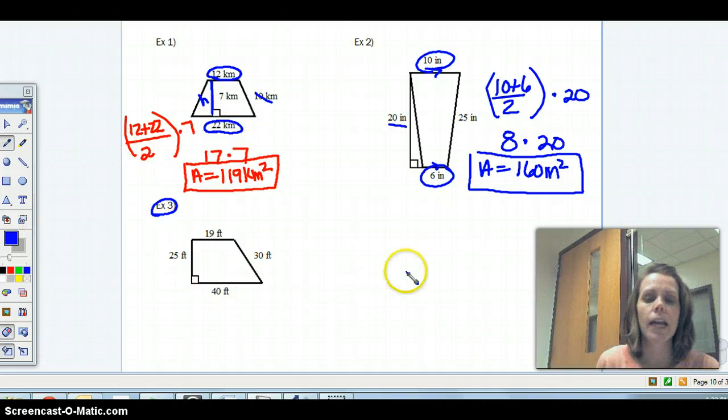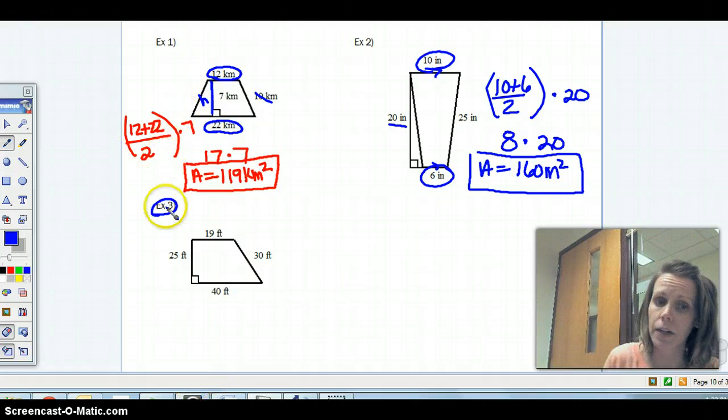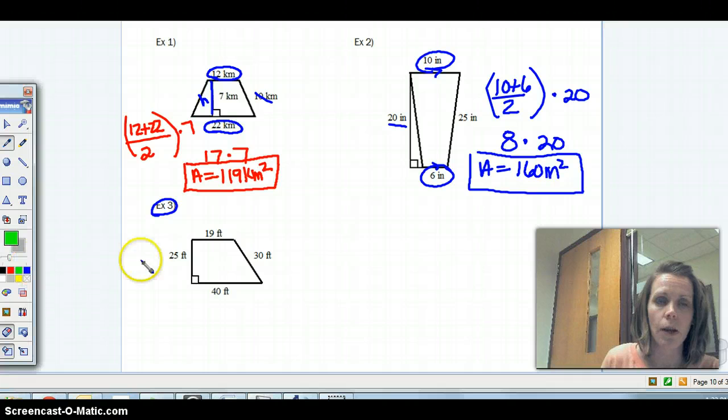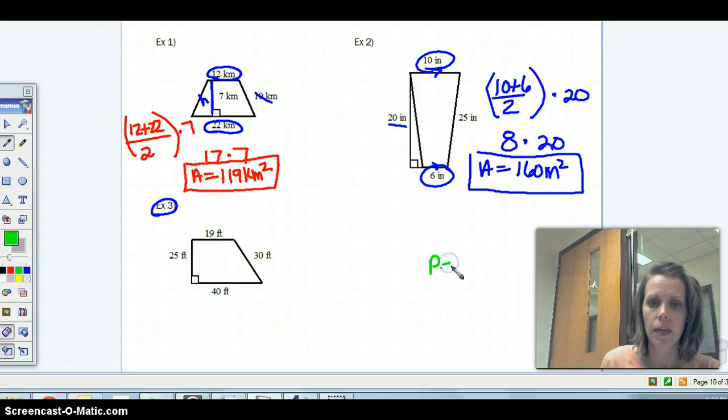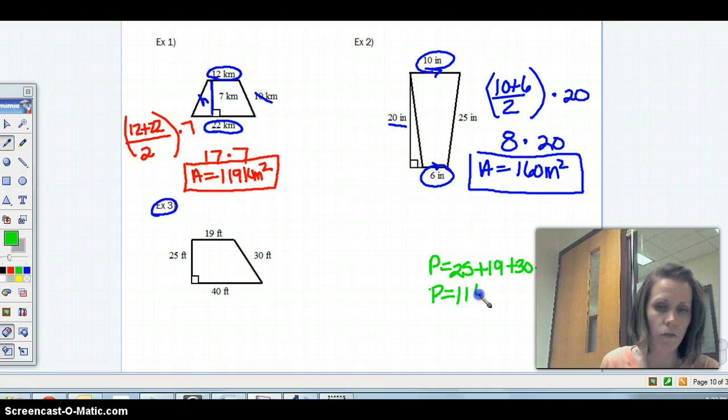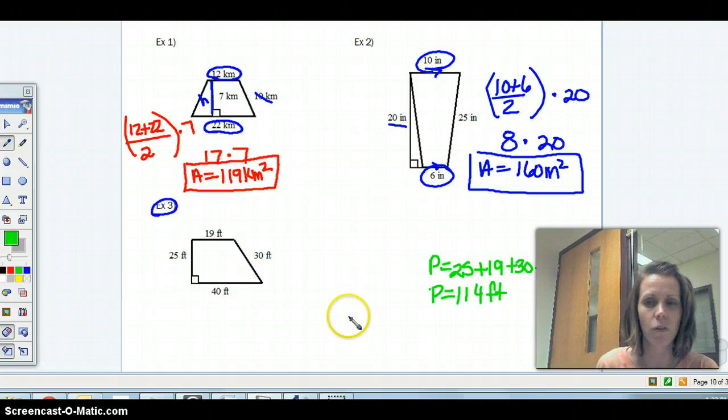All right, so now that you've tried area of all of these shapes, what I want to do is take a second and try perimeter, and we're going to do it for example number 3. So if I'm looking for the perimeter of this trapezoid, I'm not doing area, I'm doing the distance around. So I'm going to take every single side, and I'm going to add them up. So I'm going to do it over here. So the perimeter is going to be 25 plus 19 plus 30 plus 40. So it's going to be a big one. That would give me the distance around this shape. And when you add all of those up, you're going to get the perimeter is equal to 114, not feet squared, just feet. It's the distance around. Okay, so don't forget about perimeter.